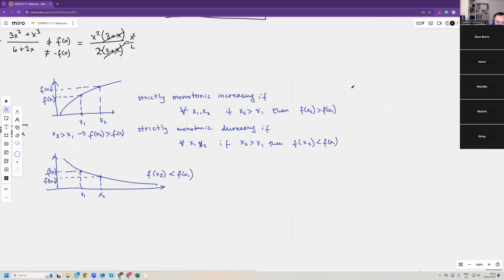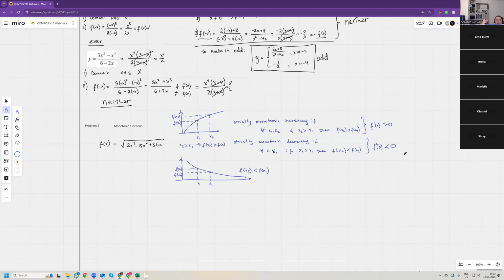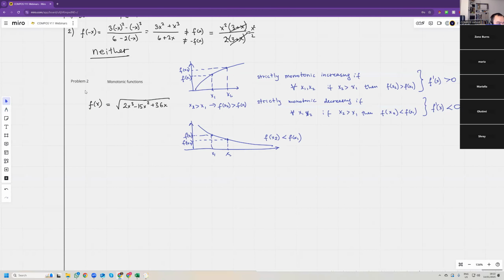This could also be written as, simply put, the function is increasing if the derivative of the function is positive, and it's decreasing if the derivative is negative. If it's neither decreasing nor increasing, the derivative is 0, sorry.